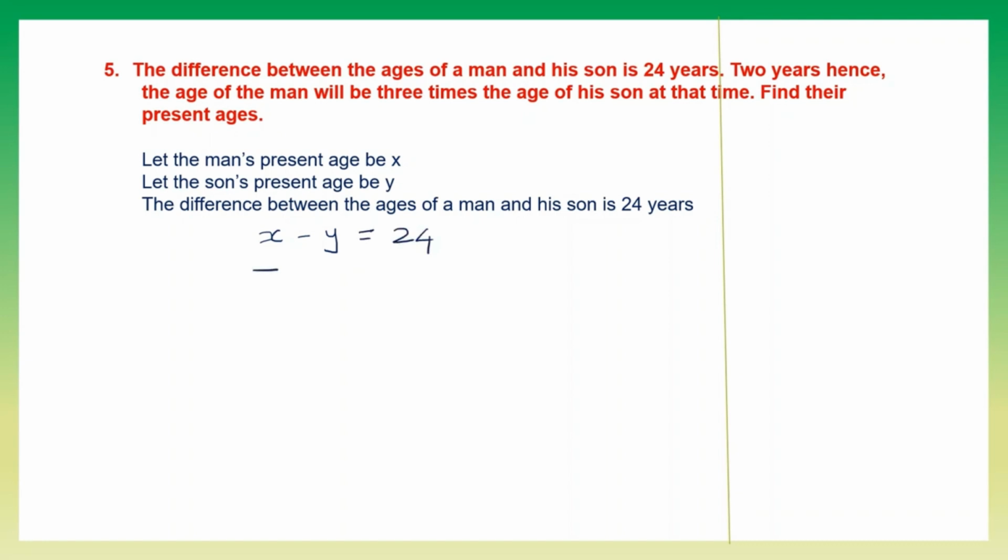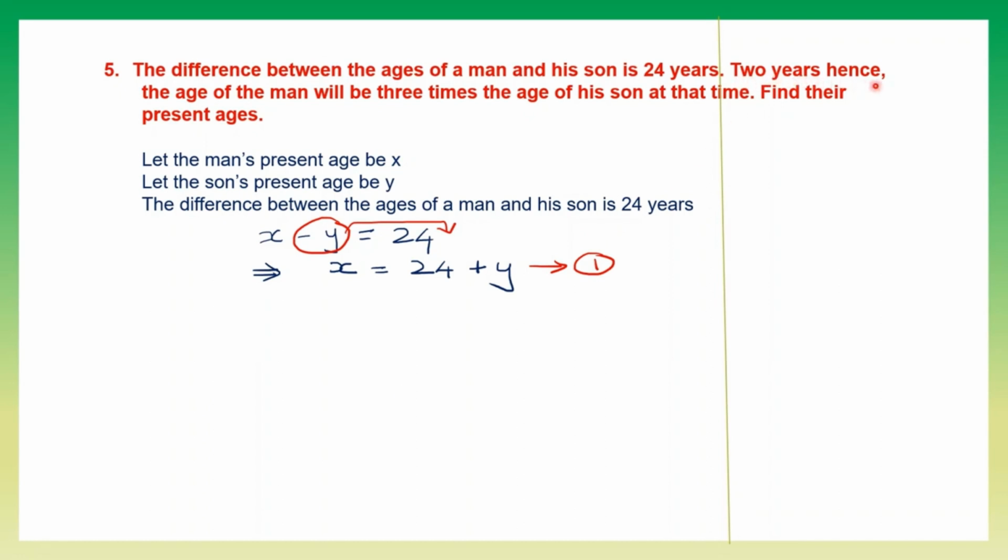So let's try and make an equation for x. Let's see what x is. X will be equal to 24 plus y, because I'm transposing minus y from here to the right hand side. It's going to become plus y. So we've got our first equation where we say x is equal to 24 plus y. Let's continue. Let's read the question.